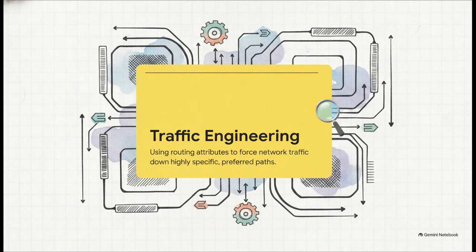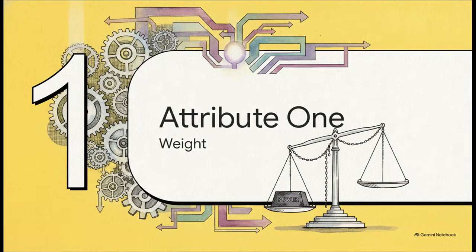Let's unpack that term really quickly. It's essentially the strategic game of using these sequential routing attributes to force network traffic down highly specific, preferred paths. Network admins use these rules as their primary toolkit. By knowing exactly which attribute BGP looks at first, second, and third, admins can manipulate those exact metrics to perfectly mold and dictate the flow of data across global boundaries. Let's move on and see how this all builds with attribute 1, which is weight.